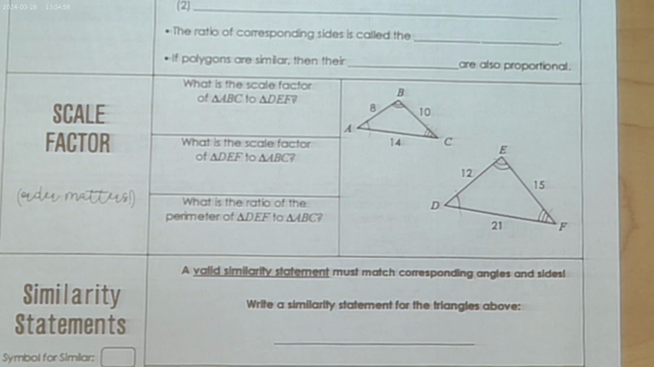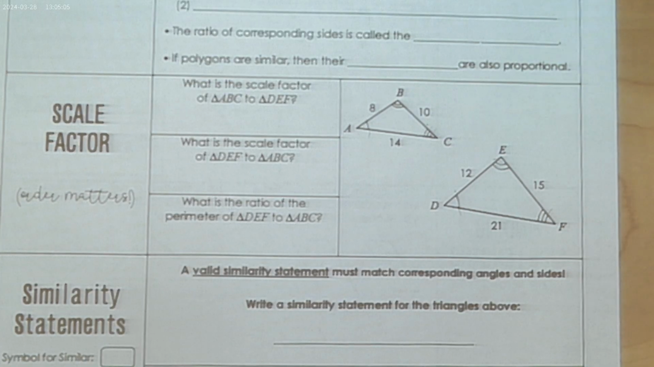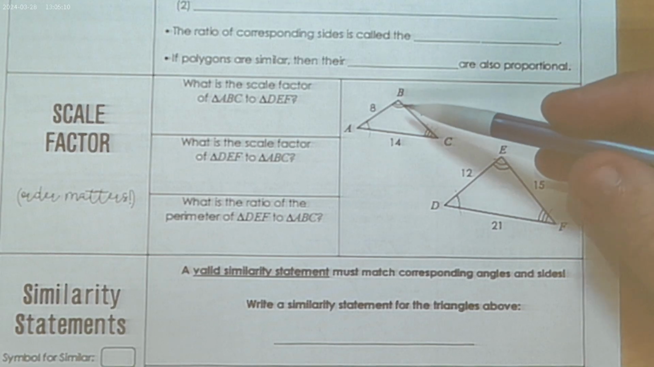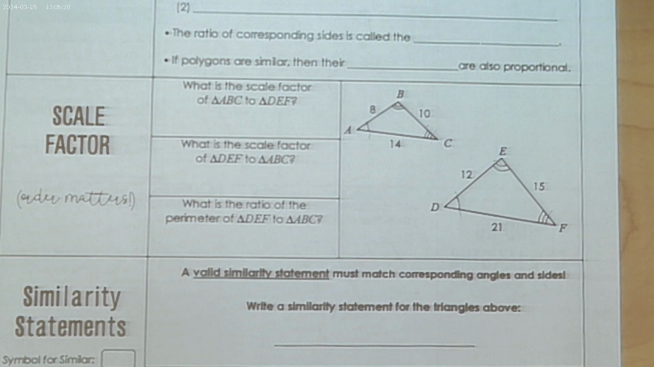But let's see, what is the scale factor of triangle ABC to triangle DEF? Obviously ABC is smaller than DEF, so whatever the scale factor is, it's going to be larger than 1. So let's see, I've got 8 to 12, so that increases by 4, 10 to 15, so that increases by 5, and then 14 to 21, so that increases by 7. Well, that's not great.